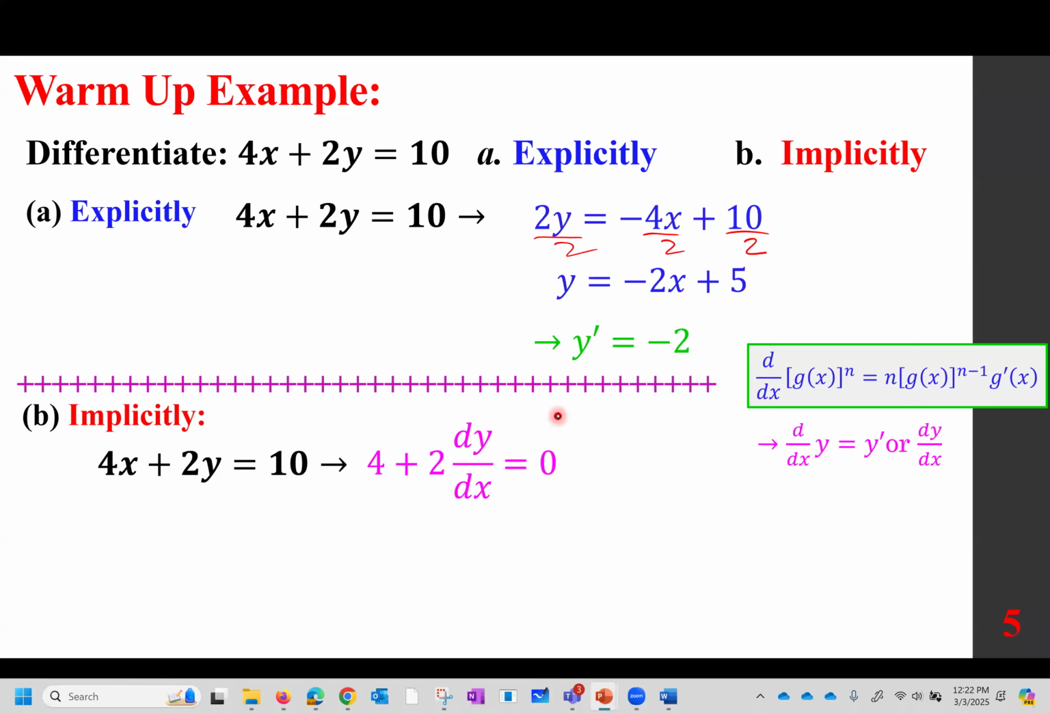You move the 4, it becomes negative. You divide by 2, and dy dx becomes negative 2. Either dy dx or y prime, they're both the same thing. This tells you what is the independent variable, which is more precise in essence. The difference is that this is sometimes easier to use. So either way, we come up with the same answer.